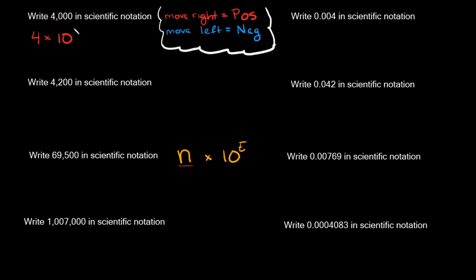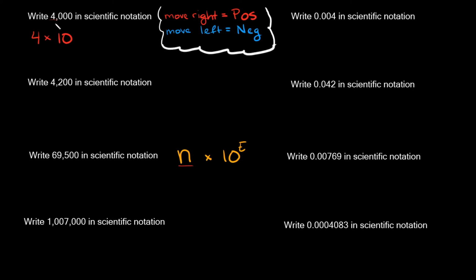Now, how do you figure out what your exponent or your power is up here? Well, that's where these helpful little tips come in. This first tip has to do with moving the decimal. If you move your decimal to the right, your exponent is going to be positive. But if you move it to the left, your exponent is going to be negative. So what do I mean by that? Going back to your number up here, 4,000.